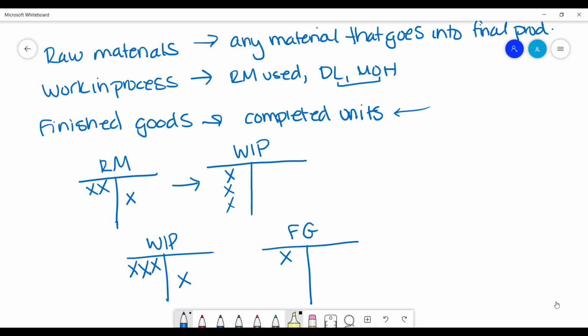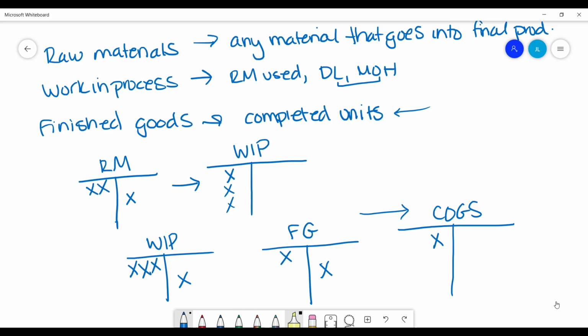Now, finished goods, they're finished, right? They're items that are ready to be sold. Now, what happens when they're sold? Well, let's say I sell everything in this finished goods account. I have to credit that account. Then what might be debited? Cost of goods sold then. Then it moves from being an asset on the balance sheet to being a cost on the income statement.